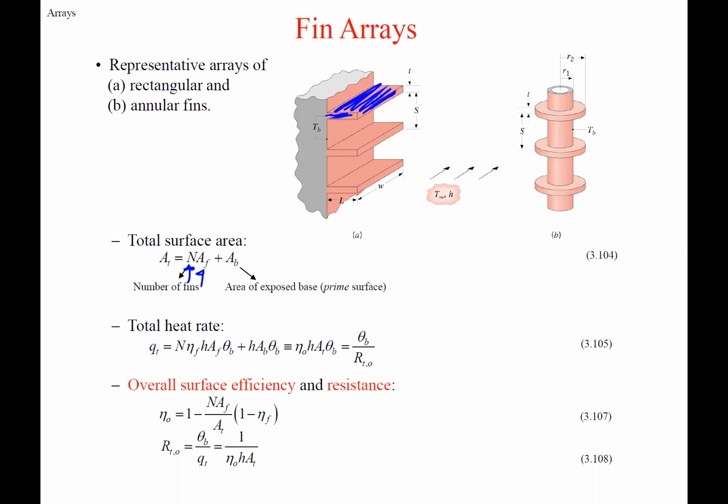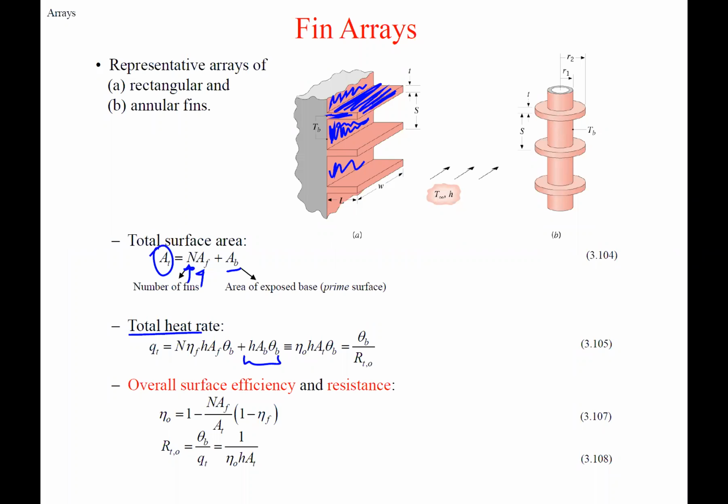But then you also have exposed base that's transferring heat. Like this is the exposed base, and this is the exposed base. Those two together would give your total area for this heat transfer in a fin array. Now we just take that and use that knowledge for a heat rate.